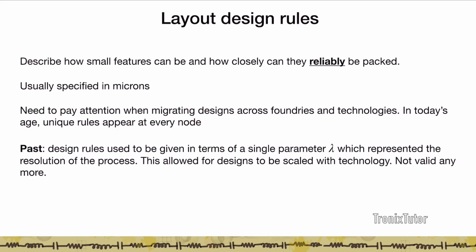In the past, design rules were specified using a parameter known as lambda, which represented the resolution of the process. At that time, porting of designs was much easier because all you had to do was change the value of lambda. There were no new rules that came in. Today's design rules have a lot of 2D rules, a lot of density rules, etc., which make it difficult for migrating designs across technologies.